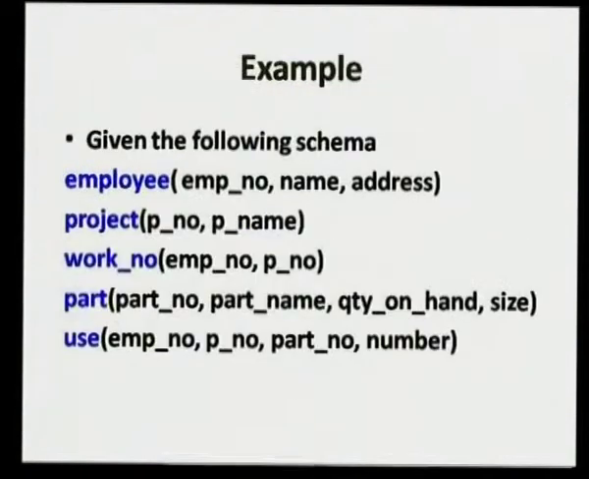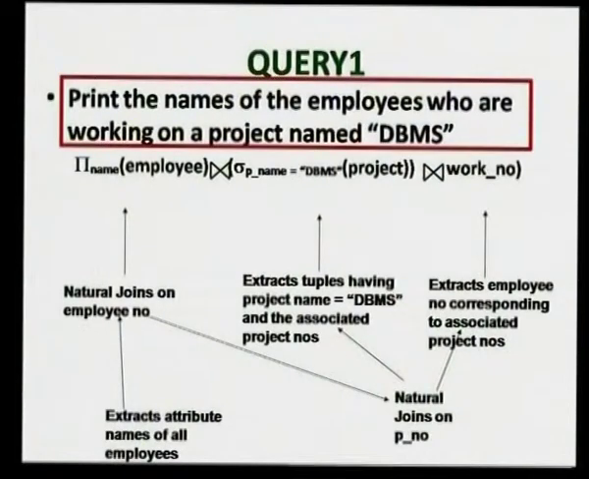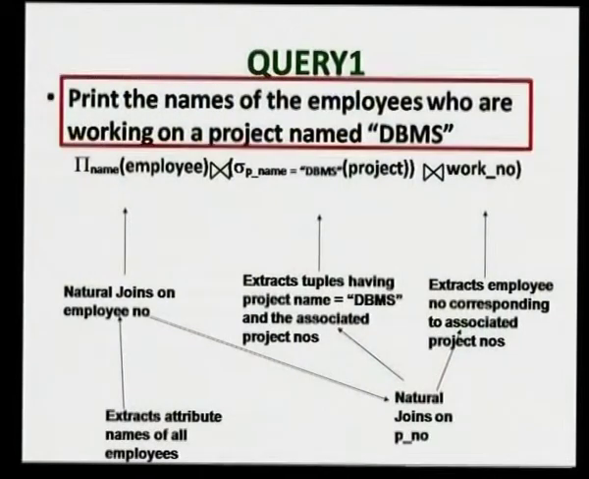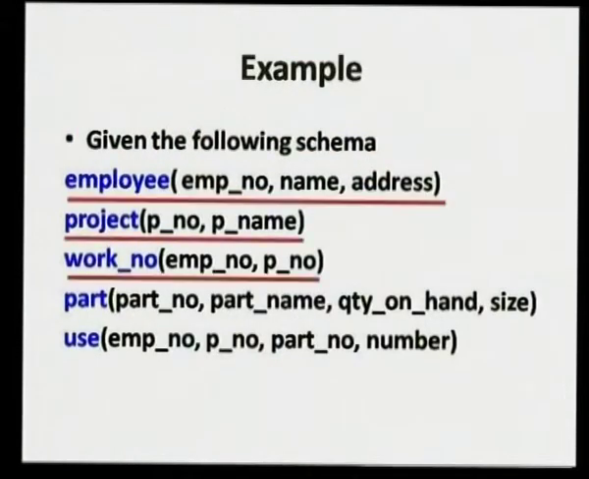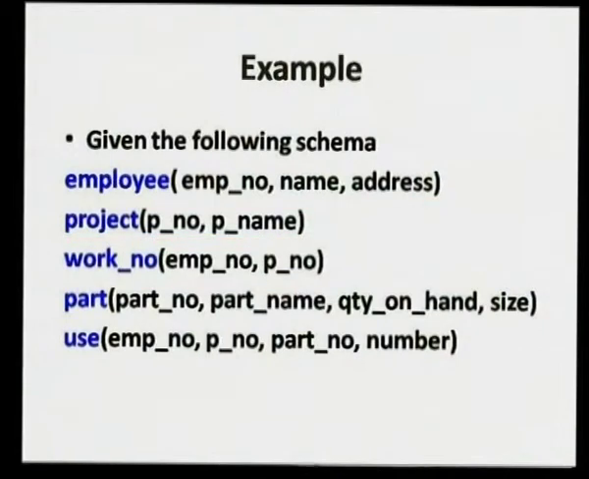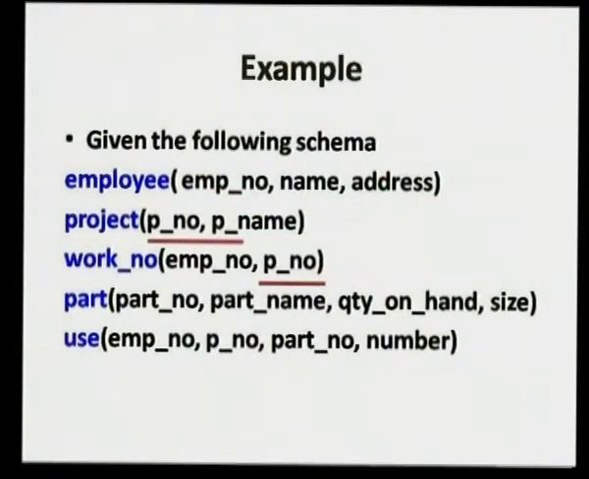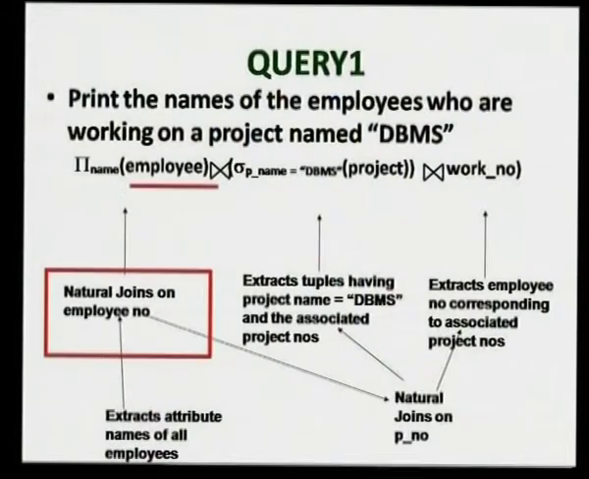Now, let us take a simple example. This alone I want to do in detail. These are some schemas that you have. With these schemas, I have a query: print the names of employees who are working on a project named database. First you have to decide which two schemas come into the picture. Let us look back: employee and project are the two that come into the picture. So, you have employee, project and works-on; these two are connected by employee number and these two are connected by project number.